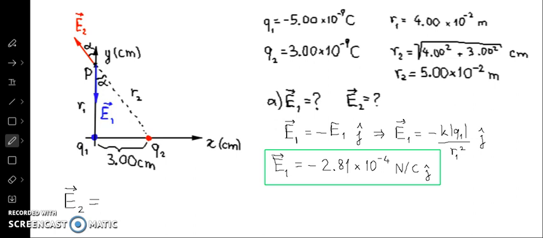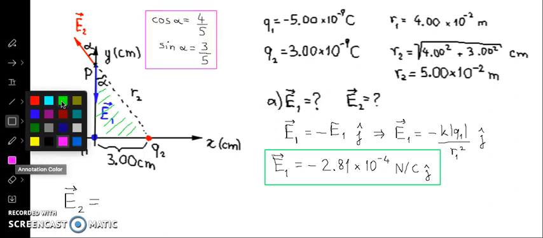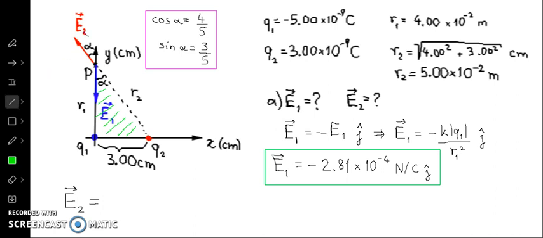Now, do I need to calculate what alpha is equal to? You could calculate alpha because, again, the geometry is given. If you focus on the large triangle that I shaded in green, you will see that cosine alpha is equal to R1 divided by R2, that's 4 over 5, and sine alpha is equal to 3 divided by 5. And as I mentioned, the x component of E2 is equal to E2 times sine alpha, whereas the y component is E2 times cosine alpha.